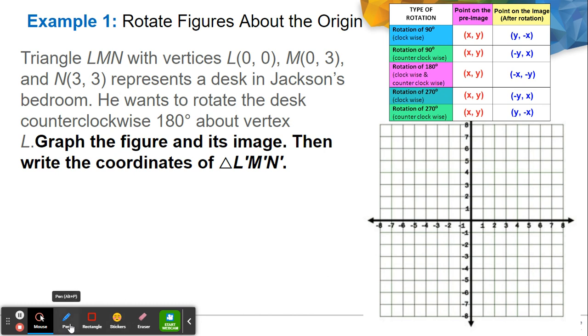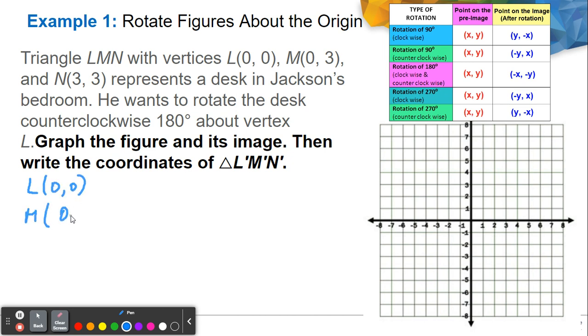So the first thing that we have to do is to graph our pre-image. Our pre-image is L (0, 0), M (0, 3), and then N (3, 3). So let's graph it here. Our L is 0, 0, this one. (0, 3), this one is our M. And then (3, 3), that is our N. So let's connect that one.